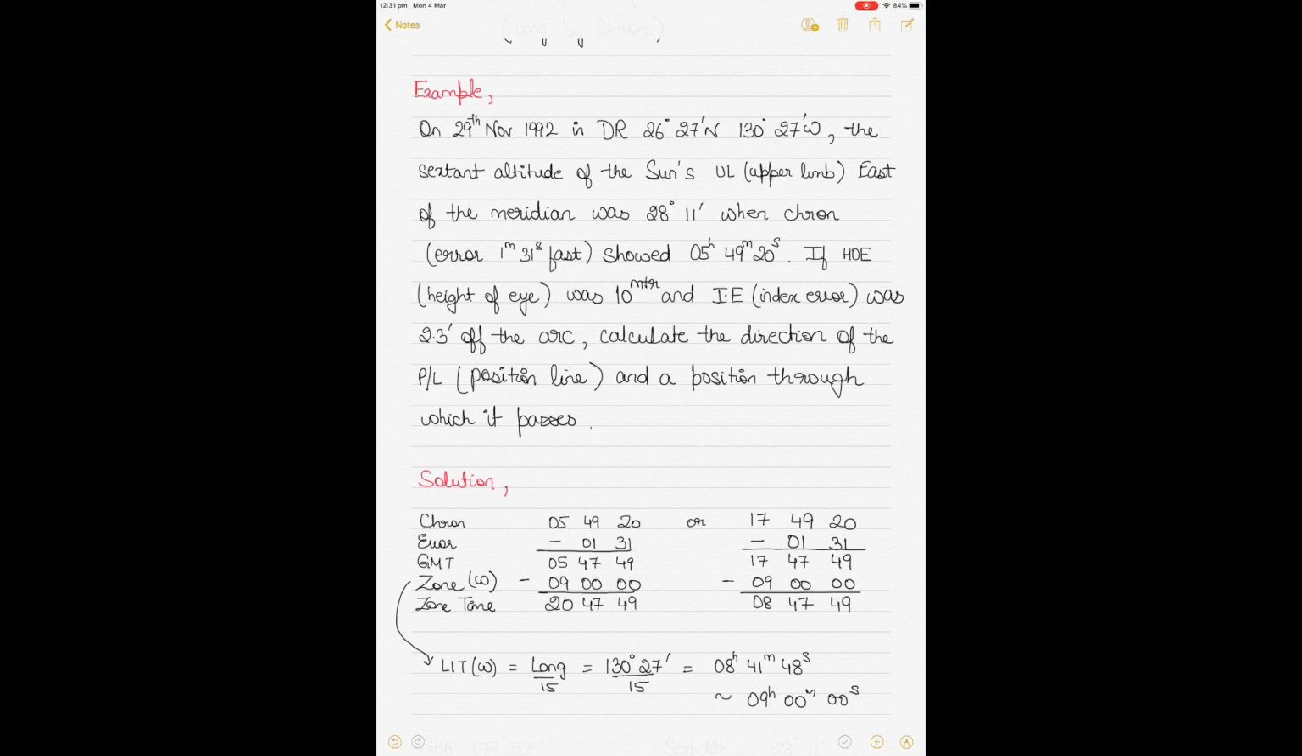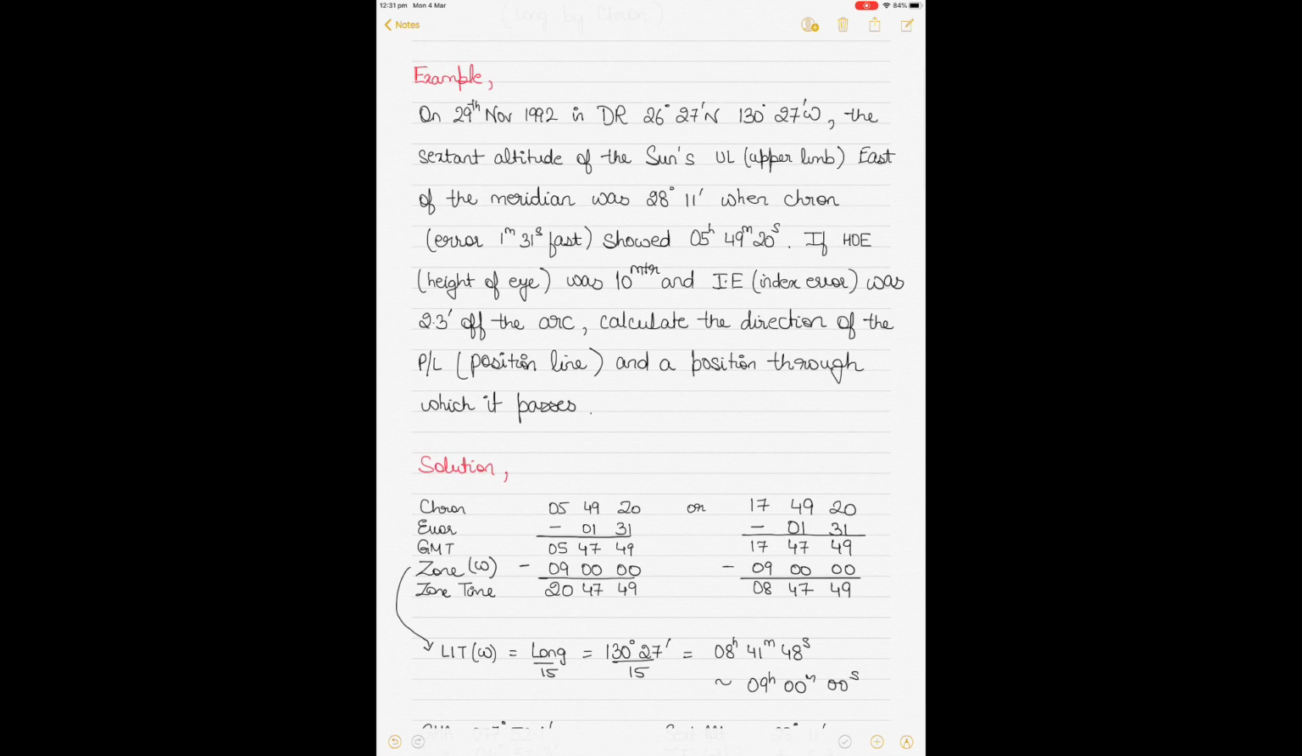So the question here states that on 29 November 92 in DR position so and so, the sextant altitude of the sun's upper limb east of the meridian was 28 degrees 11 minutes when chronometer, error so and so, showed 5 hours 49 minutes 20 seconds. If height of eye was 10 meters, index error was 2.3 of the arc, you have to calculate the direction of the position line or PL and position through which it passes.